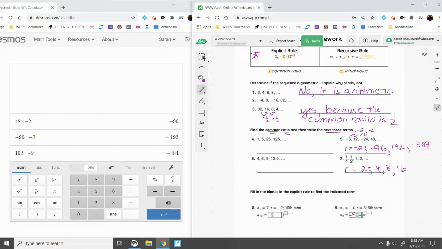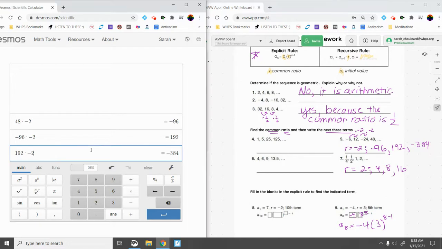Then r goes inside of the parentheses. That's 3. And I'm finding the 8th term, so that's what gets plugged in for n. So just to write it a little bit clearer, I'm doing -4 times 3 to the 8 minus 1 to find the 8th term of the sequence.